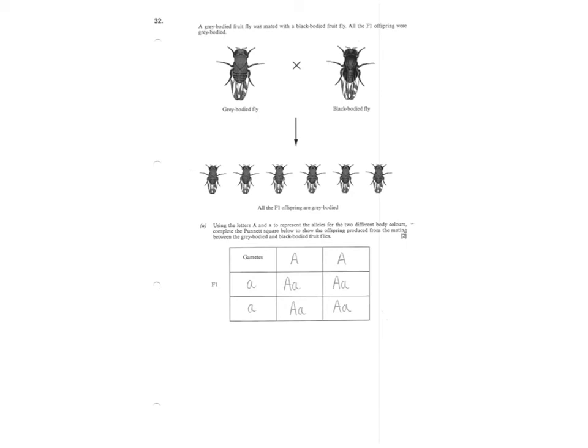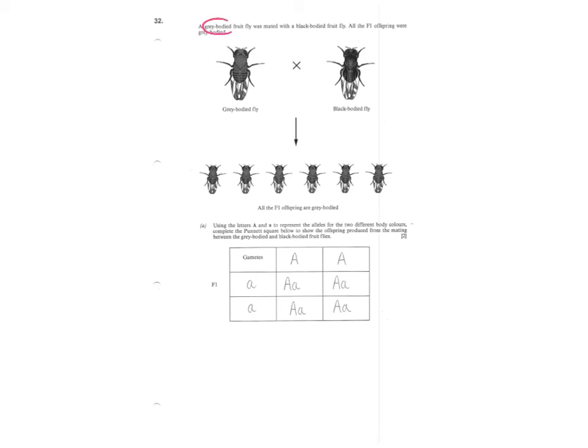A grey-bodied fruit fly was mated with a black-bodied fruit fly. All F1 offspring were grey-bodied. Use the letters A to represent the alleles of 2 different body colours. Complete the Punnett square below to show the offspring produced when the mating occurred between the grey-bodied and black-bodied. Right, the question gives us a lot of information.